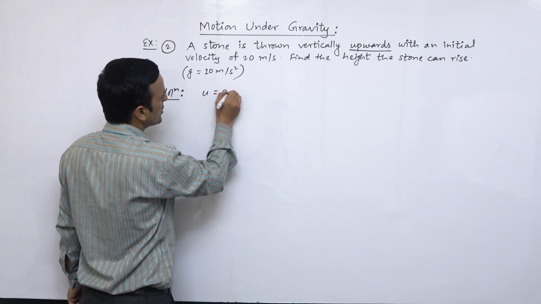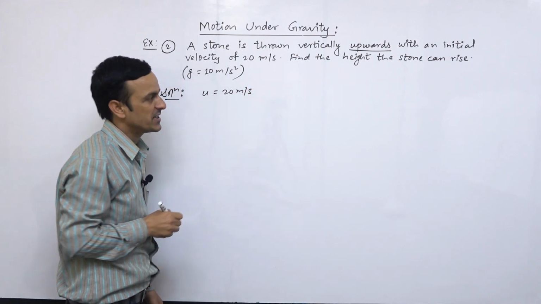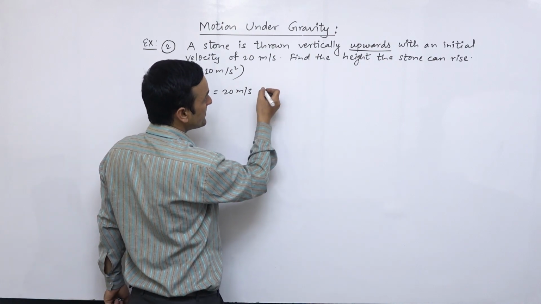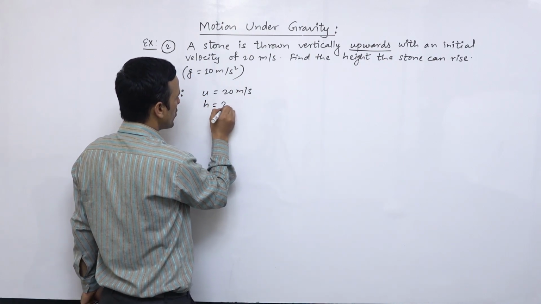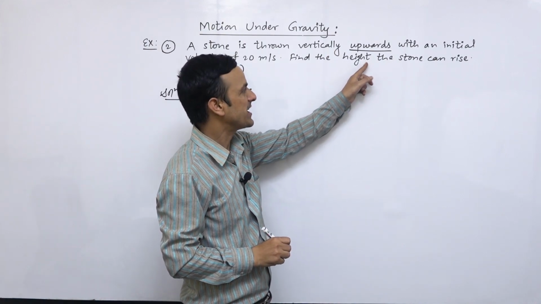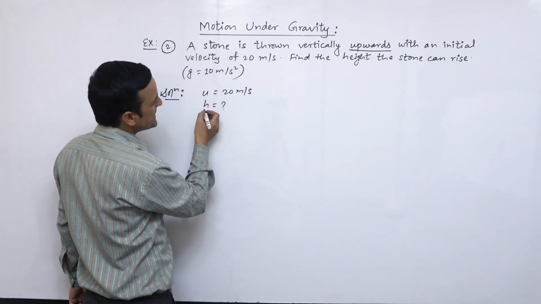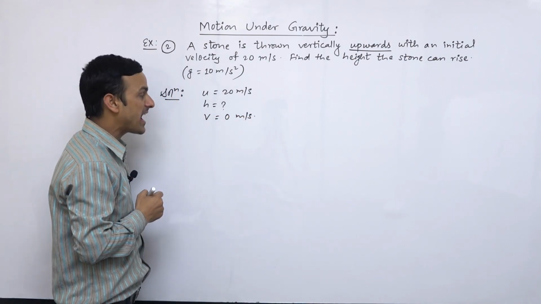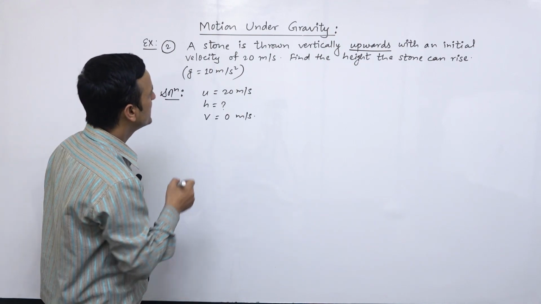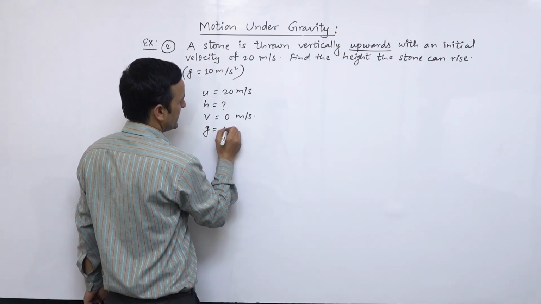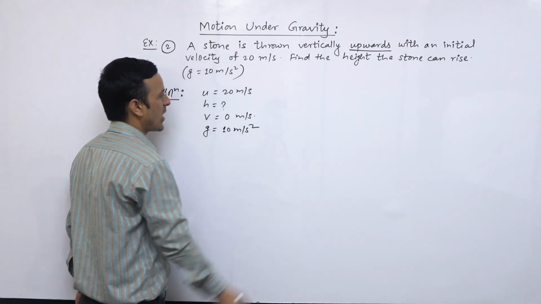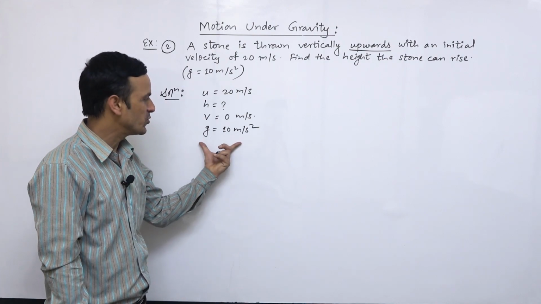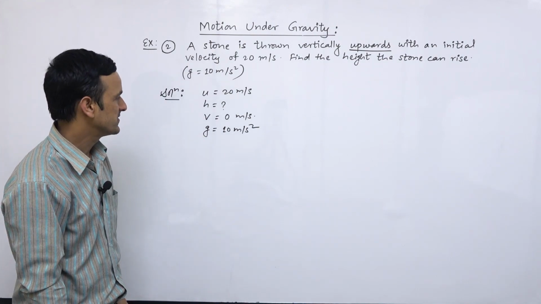So here u is equal to 20 meter per second. It is given, that is the initial velocity. Maximum height we don't know. So h is equal to what? Maximum height we can find out. We have to find it, and in this position v is equal to 0 for maximum height. Its velocity is 0 and g is given in the question, 10 meter per second square. So from this provided information we can use the formula of equation of motion.